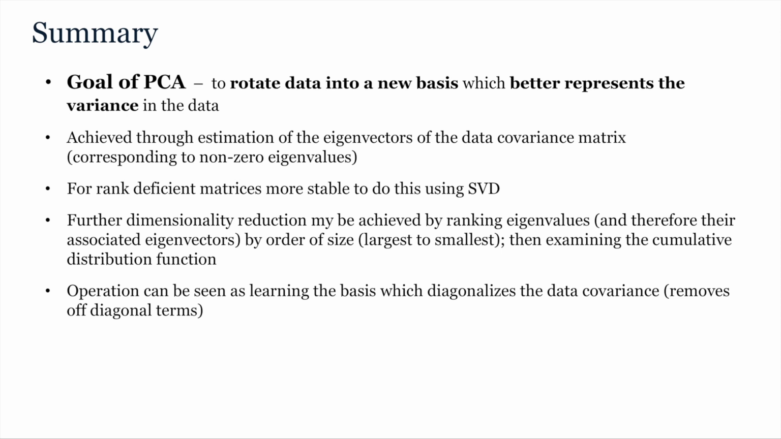However, further dimensionality reduction may be achieved by ranking eigenvalues, and therefore their associated eigenvectors, by order of size, largest to smallest, and then keeping only the eigenvalue eigenvector pairs which sum to a specific percentage of variance for the data. And finally, to understand what is happening, it can help to see PCA as learning a basis which diagonalizes the data covariance matrix, and this generates a rotated coordinate basis which more faithfully represents the variance distribution of the data.